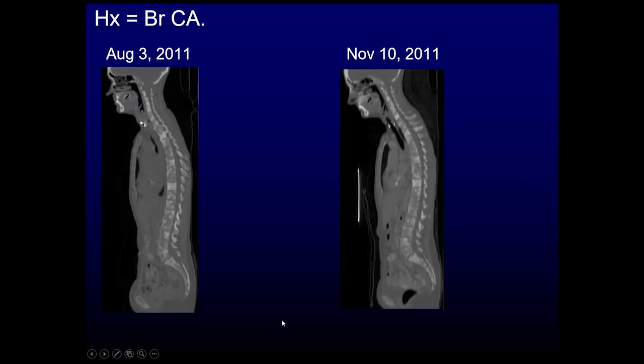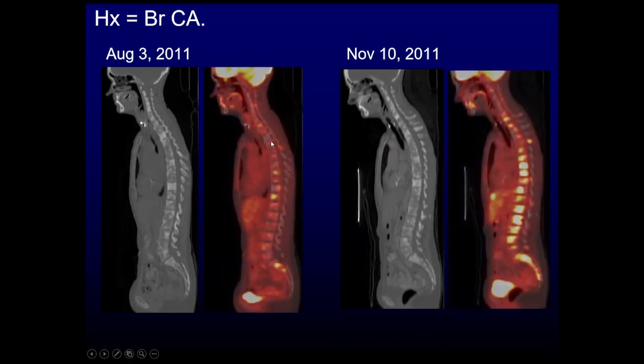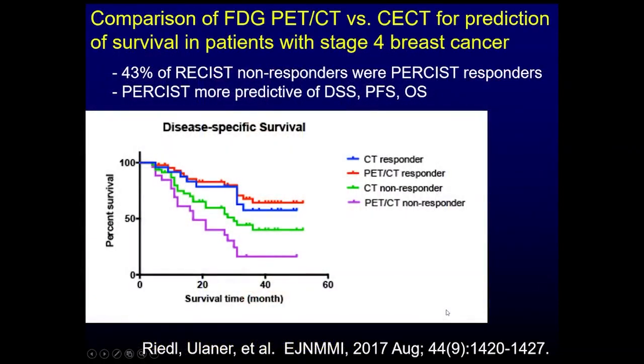In addition to monitoring treatment response, we can also monitor increases in disease better with FDG PET than on CT. Here's a baseline CT, follow-up CT, very difficult to discern a change, but here's the corresponding FDG PET, baseline and follow-up. It's very easy to demonstrate this patient has substantially increased osseous metastases. And this makes a difference in patient care.